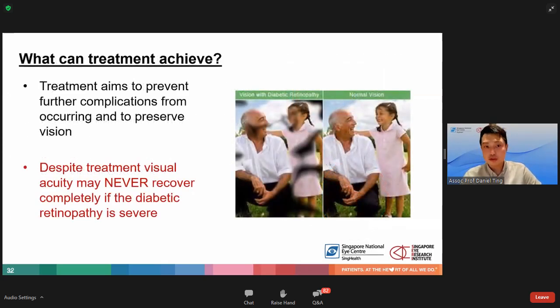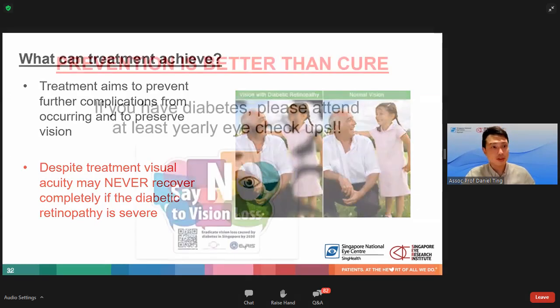And what can the treatment achieve? Basically, we would need to prevent further complications from occurring, and most importantly, to preserve your vision. And some of the vision, unfortunately, if the vessels have undergone some damage, some changes can be irreversible. So again, very important to make sure that you control your sugar level to prevent the very disastrous complications.